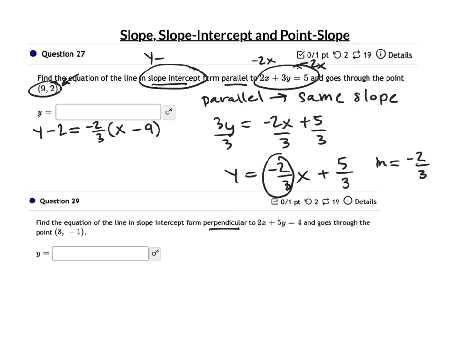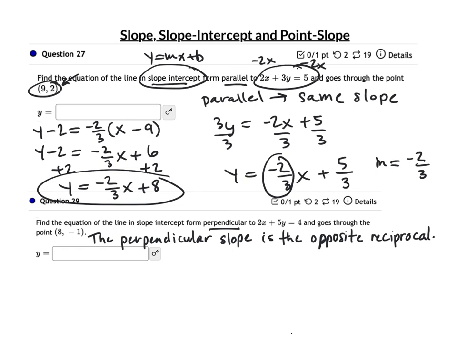Y equals mx plus b is slope-intercept form. This will be y minus 2 equals negative 2/3 x plus 18/3. Now, that's 2 times 9 divided by 3. 18/3 is 6. And I'll add 2 to both sides. And I get y equals negative 2/3 x plus 8.